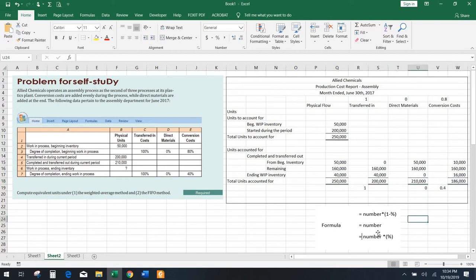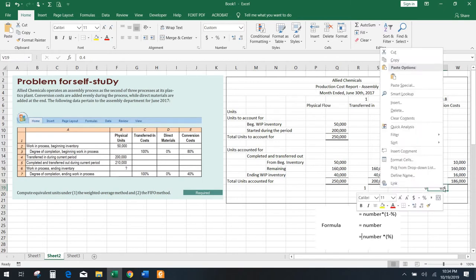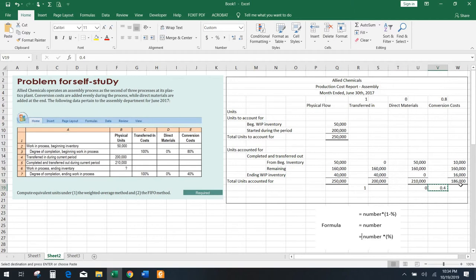So all you really have to do is remember this formula here. The top number, which is the beginning inventory, multiplies times 1 minus the percentage. The middle number carries all the way across. It's just the number. And the bottom number multiplies times the percentage, not 1 minus the percentage. And that should give you the equivalent units of production every time. So I hope this helps in solving these types of problems, and I'll see you in the next video.